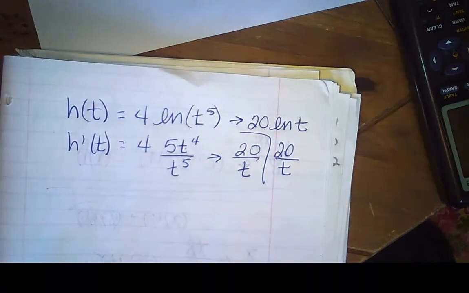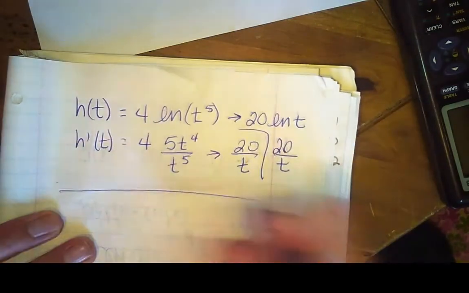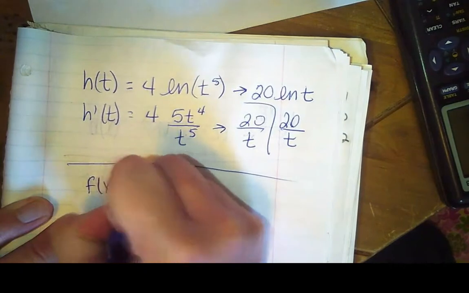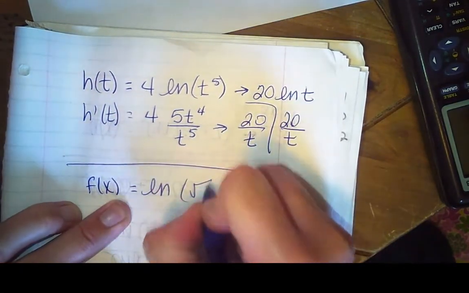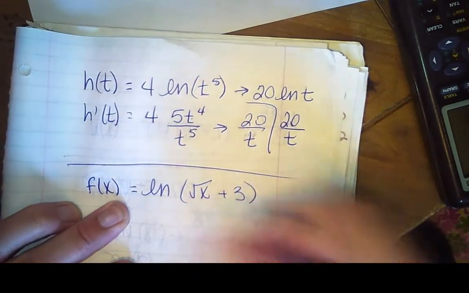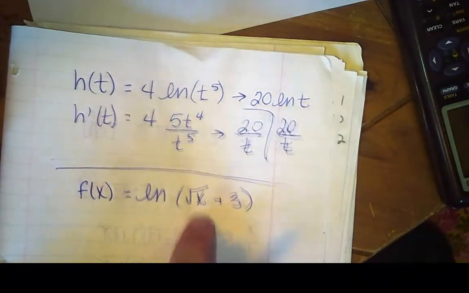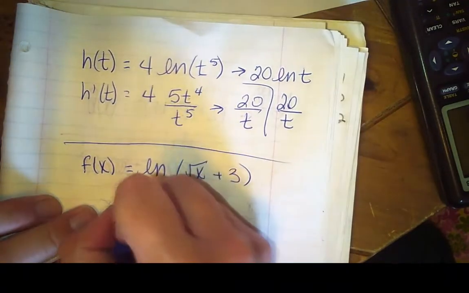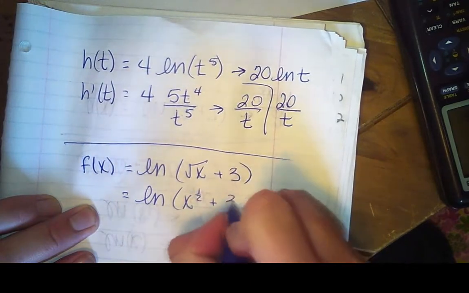Sometimes you're going to want to do log rules first. So let's do another one. I have f of x equals the natural log of the square root of x plus 3, and that plus 3 is not under the radical. So I'm going to go ahead and rewrite that. All right, so I have the natural log of x to the 1/2 plus 3.